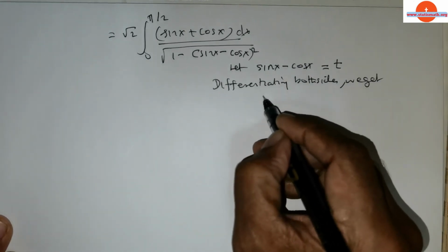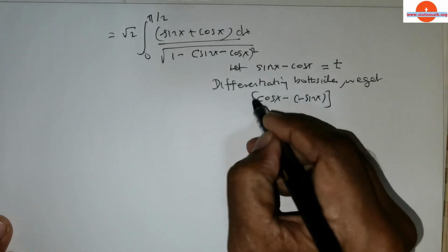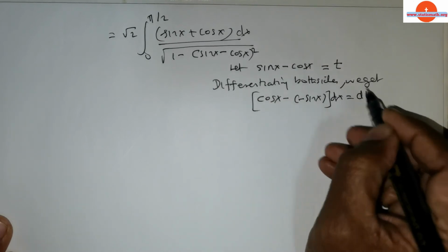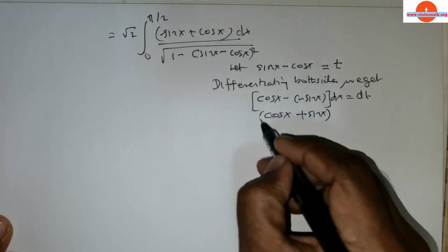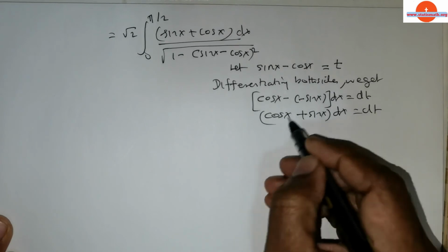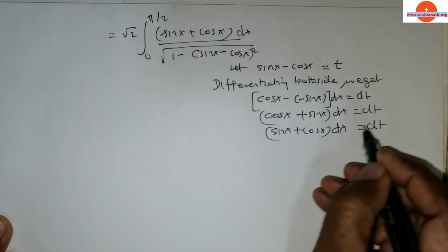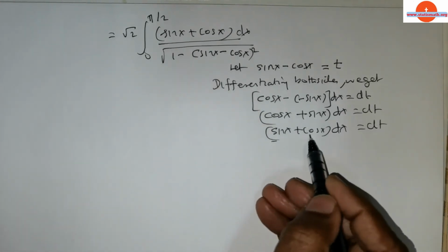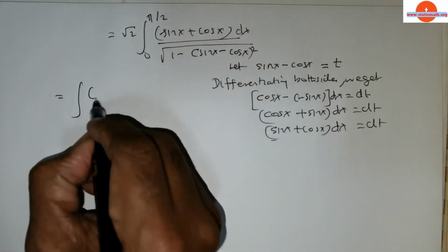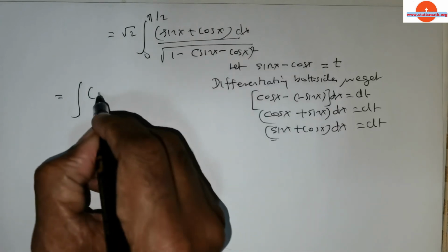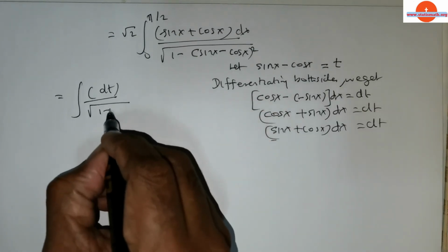We get, so what do we get? Differential of sine x would give me cos x. Differential of cos x would give me negative sine x. So that has to be multiplied with dx. Differential of t would give me dt. So this is going to be cos x positive sine x times dx is equal to dt, which can be rewritten as sine x positive cos x times dx is equal to dt. Now substitute sine x positive cos x times dx to be equal to dt. So this is going to be equal to integral, in the place of sine x positive cos x times dx, I've got dt divided by square root of, in the place of sine x negative cos x, I've got t.